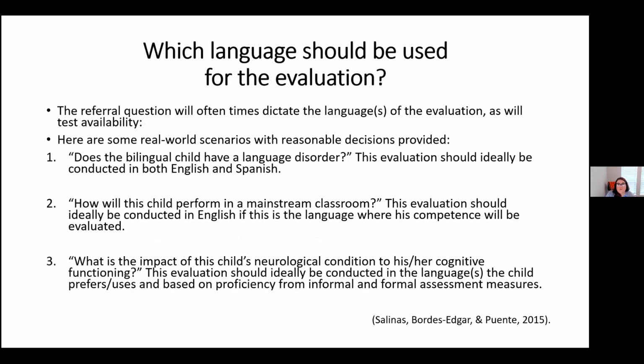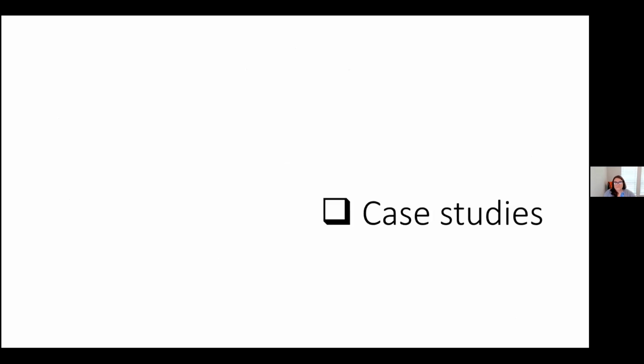So what language should be used for the evaluation really is dictated by the referral question, right? So does the bilingual child have a language disorder? It should ideally be in both English and Spanish, if that is the language of the family. How will this child perform in a mainstream classroom? If they've immigrated and they speak Arabic, this evaluation can be conducted in English if that's the language of instruction in school. If I don't have measures in Arabic, then I can look at how their home language and the interactions at home compare. So think through that and incorporate it.